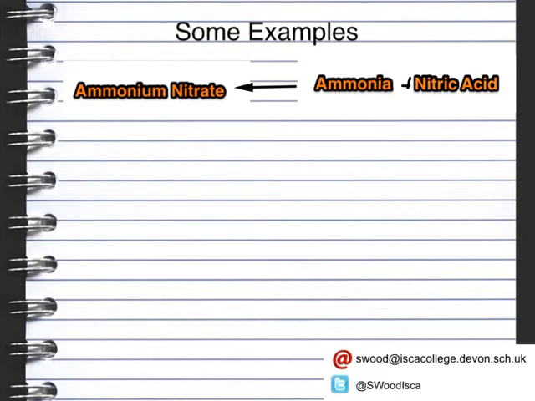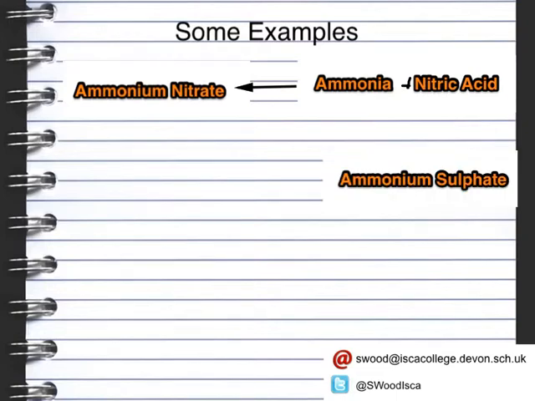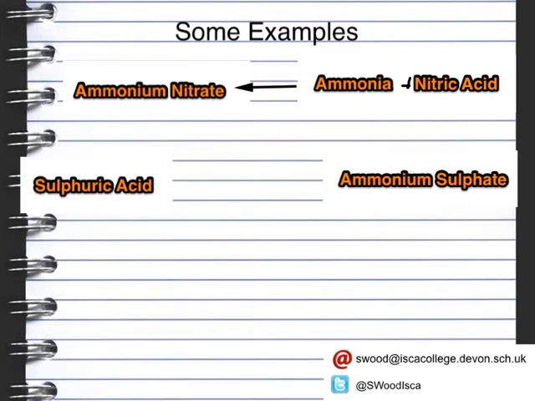Another one we can make is ammonium sulfate, and this is made using sulfuric acid and ammonia again. So we add those two together to get ammonium sulfate. Here it's quite simple: we should know already the names of the salts that are made here, which are the fertilizers, and we should be able to remember some of the common acids and alkalis that we use to make them.